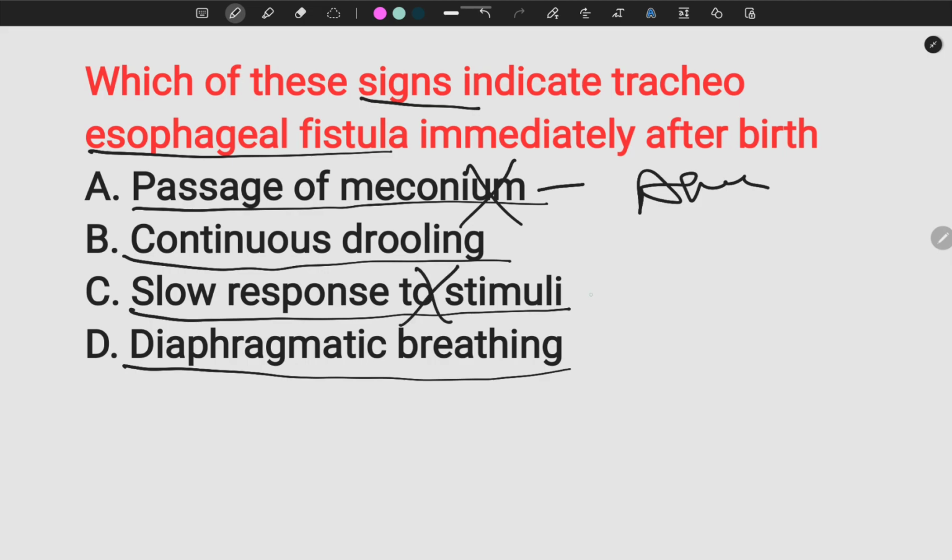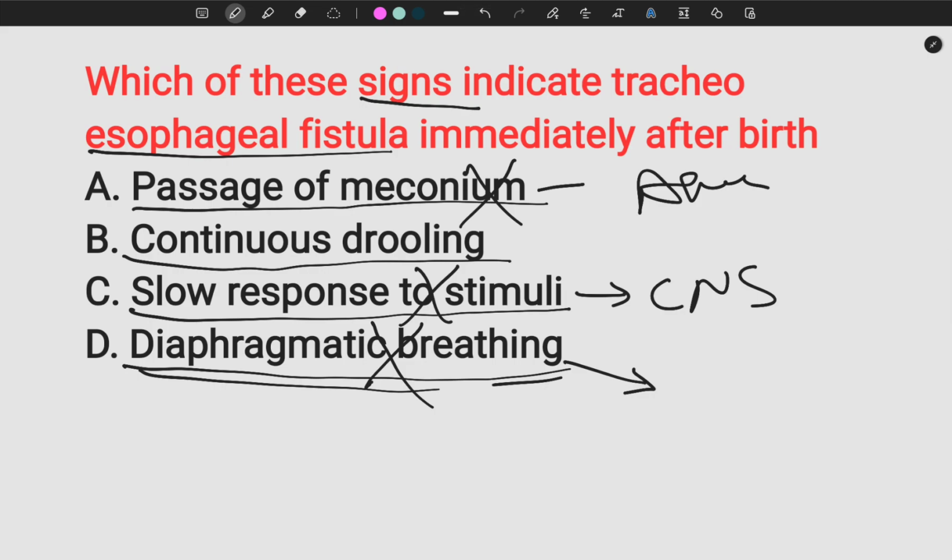The next one is slow response to stimulus. This indicates a problem of the central nervous system, so it is not related to esophageal fistula. The next one is diaphragmatic breathing. This is also not related to esophageal fistula. Why? Because diaphragmatic breathing can be present when the child is unable to take more breath. So that is diaphragmatic breathing.